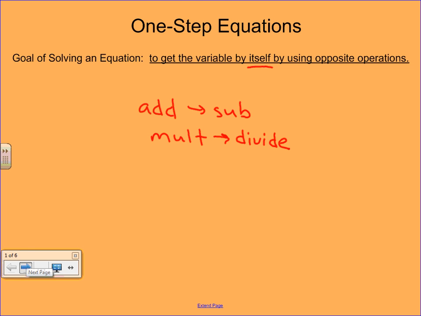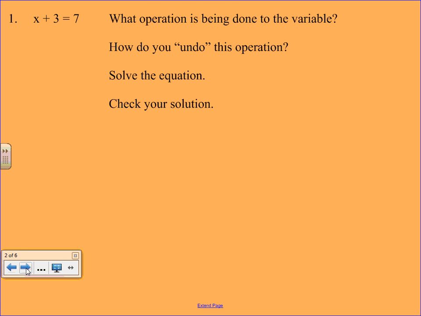Looking at our first example, we have x plus 3 equals 7. What operation is being done to the variable? We are adding. We have a plus 3 next to the x. We're going to undo that operation by using subtraction. So when you show your work, and you do have to show your work, you want to make sure that you keep the equation balanced.